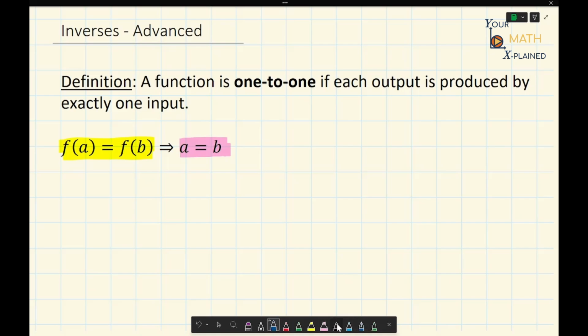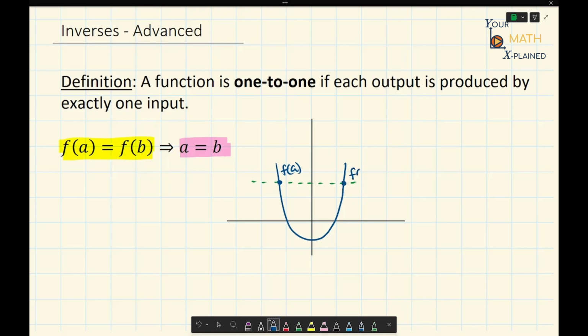So let's take a look at how this actually relates to the horizontal line test. Let's say we have our parabola, and let's say that this here is where we have f(a) = f(b). Meaning we have two intersection points between the parabola and the dotted line. The y value of the first point is going to be f(a), and the y value of the second point is going to be f(b). And the x value of the first point is a, and the x value of the second point is b.